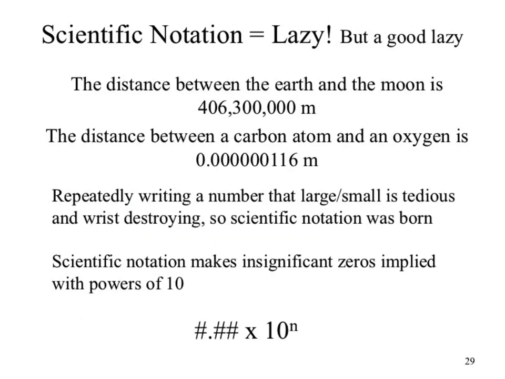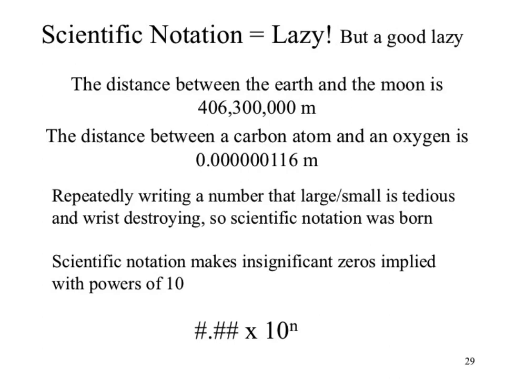Really what that's coming out to is our scientific notation. If we looked at the distance between the Earth and the Moon, we're looking at 406,300,000 meters. That's a lot of zeros that I have to trail in there when I write it out. If I looked at the distance between a carbon atom and an oxygen atom, I don't even know how to say that, so let's just say 0 point a bunch of zeros 116. That's a really small number.